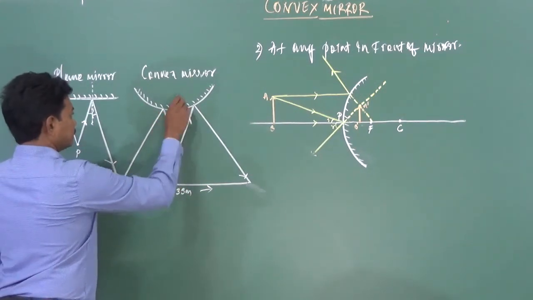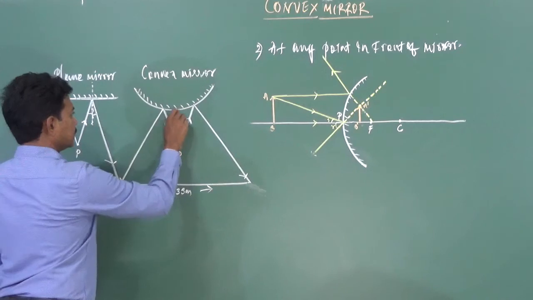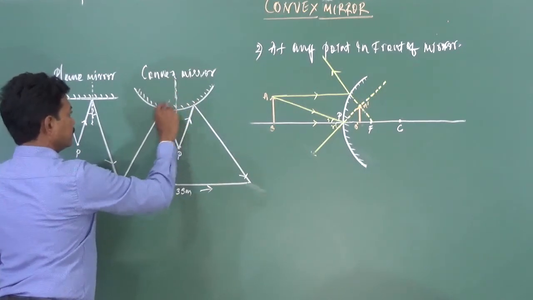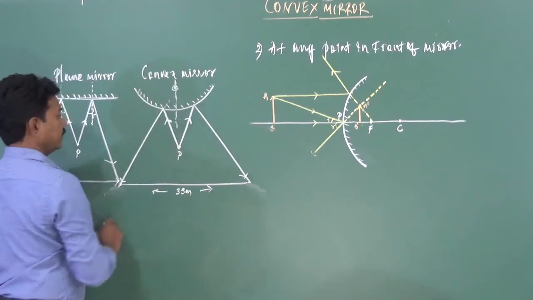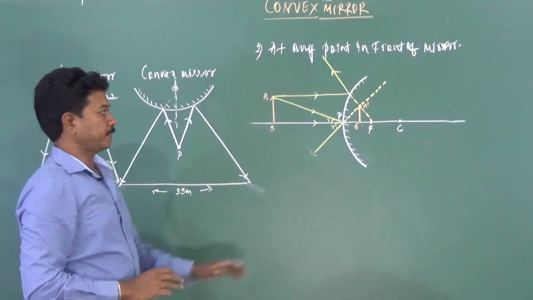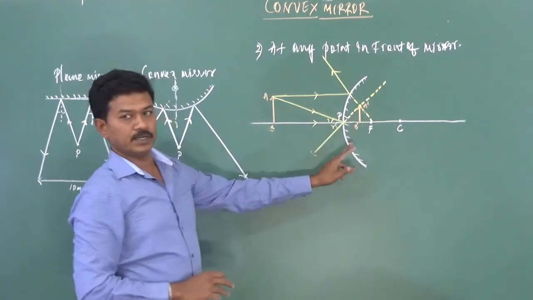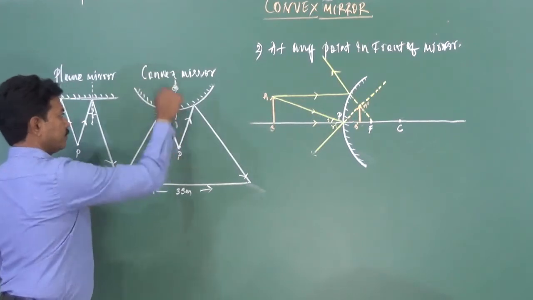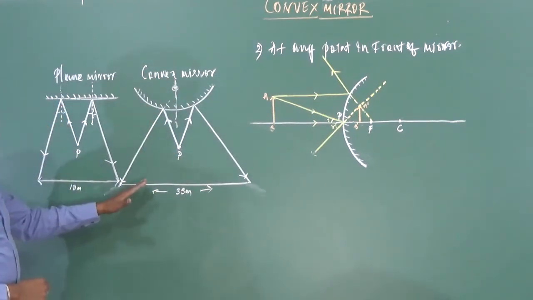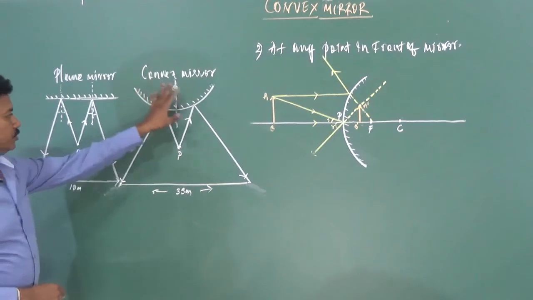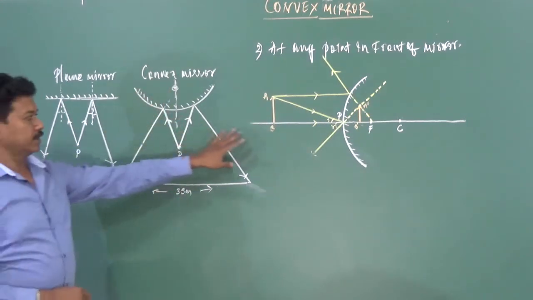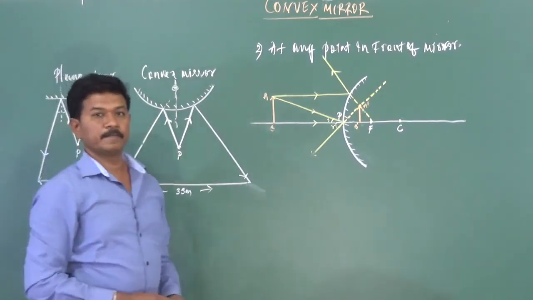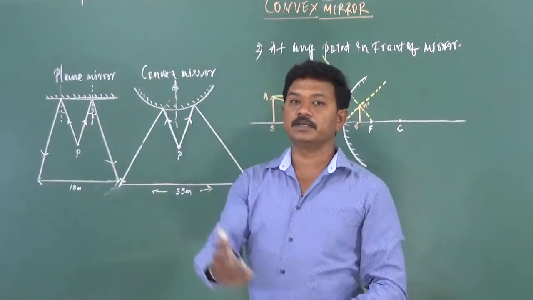The image formed here, taking this as the pole, will be formed behind the mirror somewhere here. That image will be virtual and erect, formed behind the mirror. Due to this property of a convex mirror, these mirrors are extensively used for making rear view mirrors in vehicles.